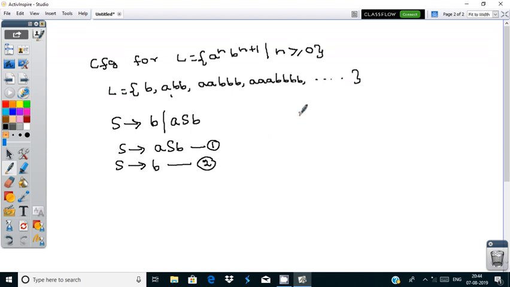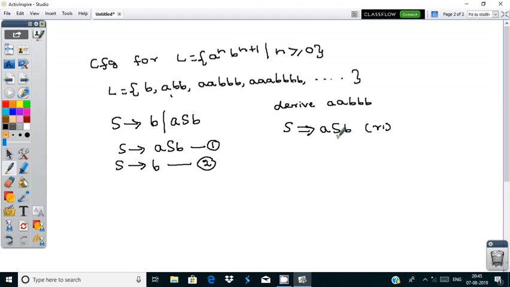Now let us derive a string: aa triple b. Which rule do you have to apply to derive this? If you directly apply rule number 2, it stops there, because b is a terminal and you cannot derive further. To generate a's and b's, you have to apply rule number 1. So S is derived as aSb.